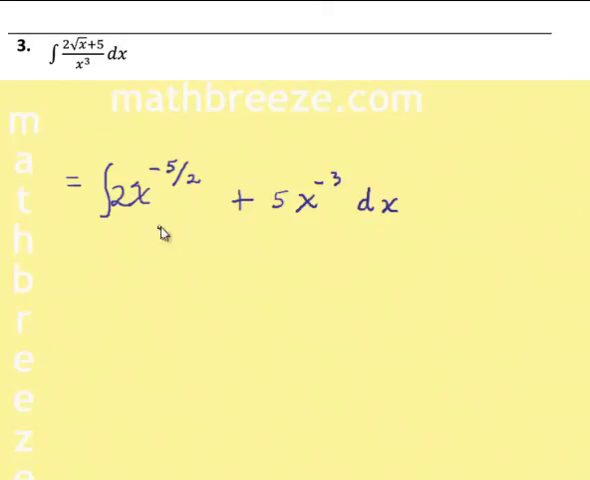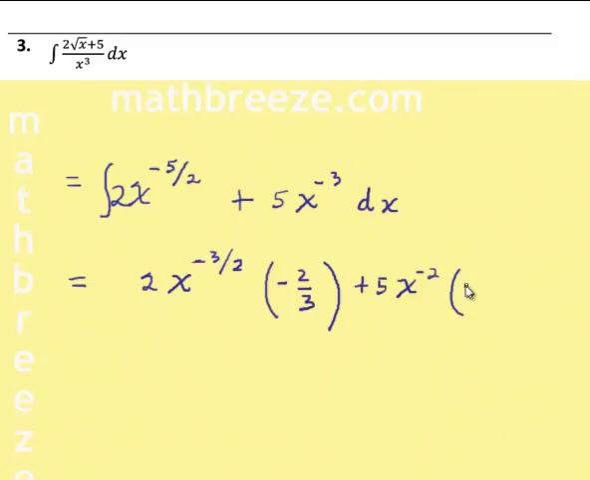So now we have the integrand written as a sum of powers, so we're ready to integrate using the power rule. Add 1, so here we're adding 1 to minus 5 over 2, so we're adding 2 over 2, and we get minus 3 over 2. And now divide by this exponent, or multiply by minus 2/3. Plus 5. Here we have minus 3 plus 1, that is minus 2. Divide by minus 2, I'm going to write multiply by minus 1/2, plus a constant.